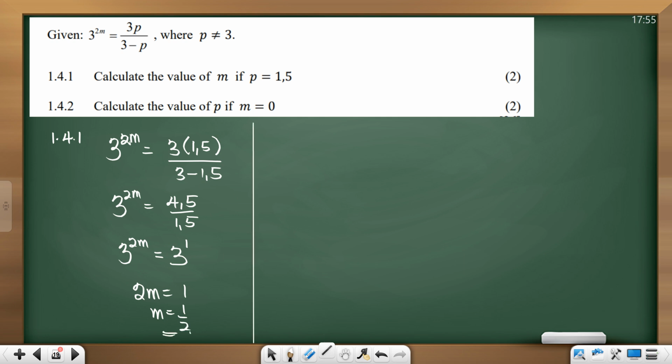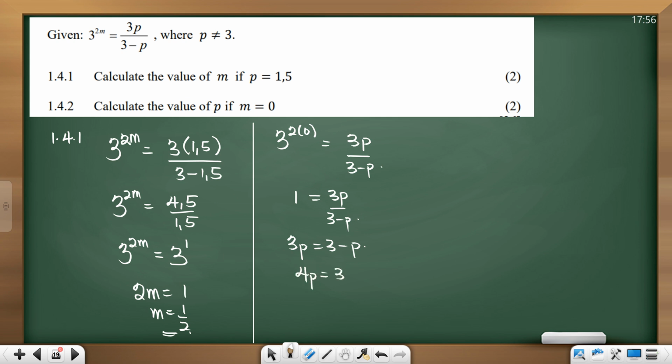Calculate the value of p if m is 0. 3 to the power 2 multiplied by 0 is 3p over 3 minus p. 3 to the power 0 is 1, that you must not forget. These are just free questions, so I'm quickly doing it to save time. If I move the p over, it becomes 4p equals 3, and p is 3 over 4.